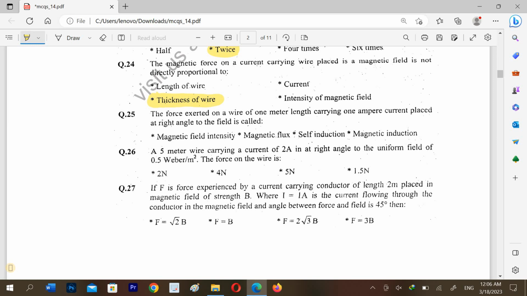The force exerted on a wire of 1 meter length carrying 1 ampere current placed at right angle to the field is called magnetic induction. A 5 meter wire carrying a current of 2A at a right angle to the uniform field of 0.5 Weber per m2, the force on the wire is 5N.